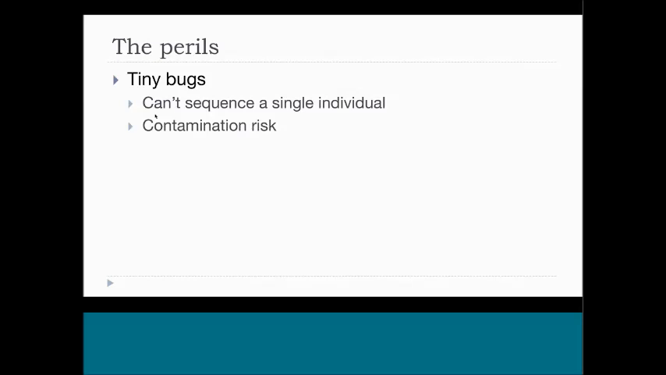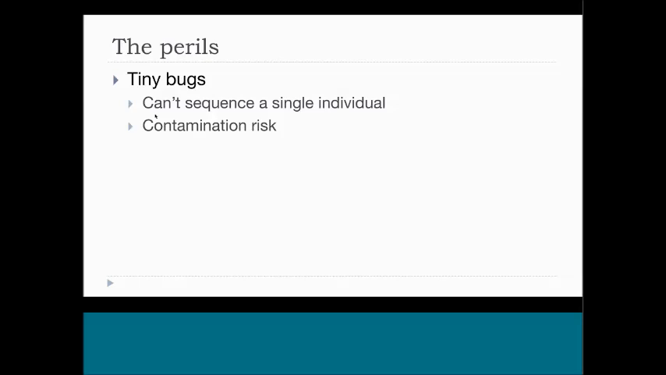The first that we continually run into is when we try to sequence tiny things. These long-read sequencing technologies require a lot of DNA. A PacBio library currently requires maybe 5 micrograms or so of DNA. A single nanopore library prep is around a microgram. If you want to do the ultra-long reads, you need much more. In many cases for tiny, tiny bugs, you can't get enough DNA from a single individual to do the sequencing, and that causes problems I'll talk about in a bit.